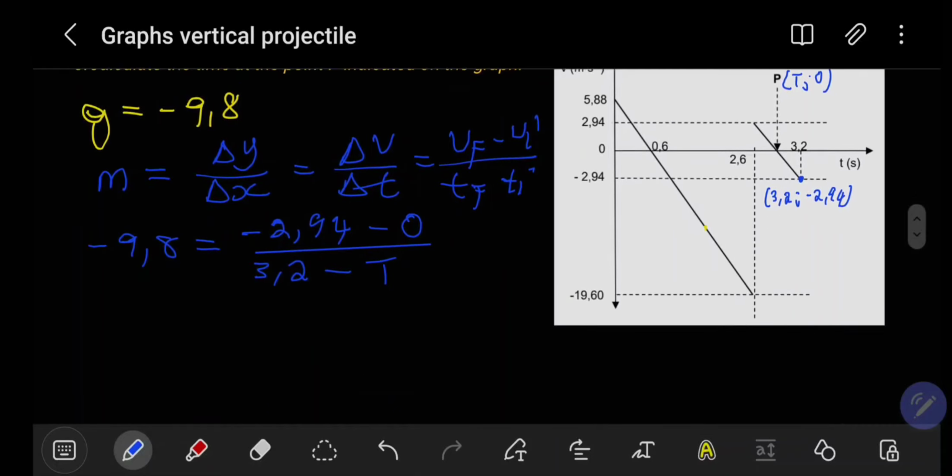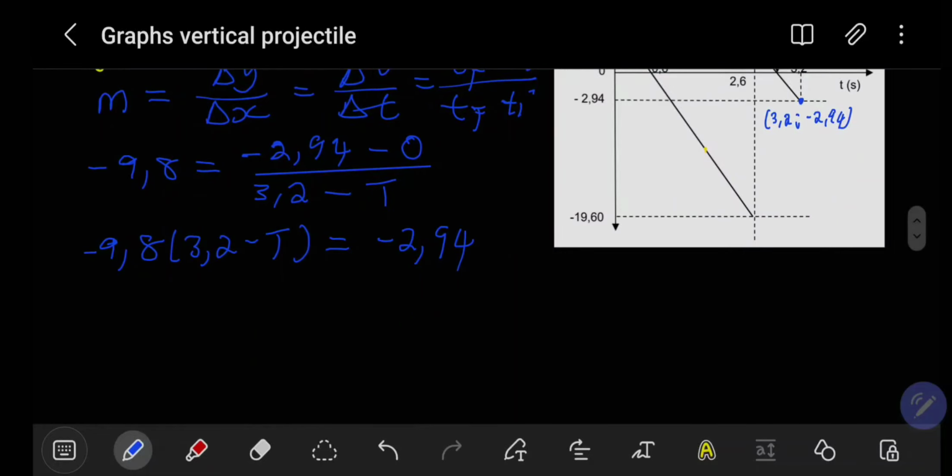Then from there we can use algebra. We multiply both sides by the denominator. Therefore, we're going to have negative 9.8 into (3.2 minus t), which is equal to negative 2.94. Then from there, in order to make t the subject of the formula, you can divide both sides by negative 9.8, and then later you take this 3.2 to the other side and divide with negative. Or we can do it this way.